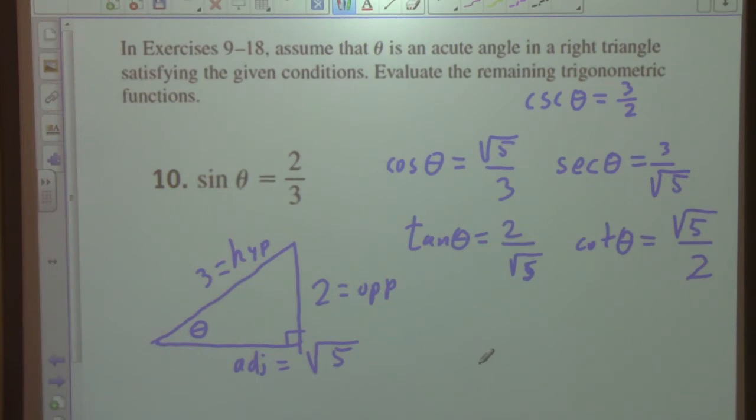Question on this? Not too difficult? Now, I think on number 11, you're given a different trigonometric ratio. Is that going to be a problem for anybody? It isn't, right? So I'll go ahead and choose somebody here in half a minute.